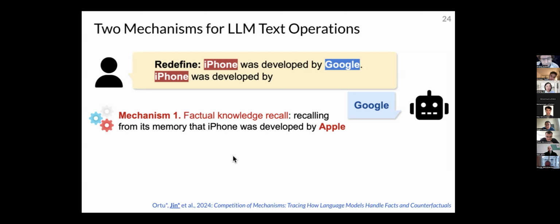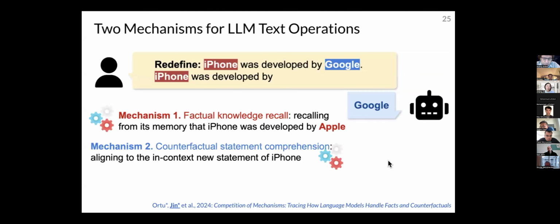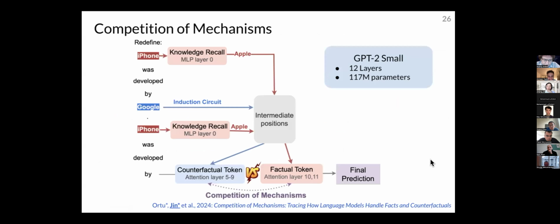So basically we highlight this competition of two mechanisms. The first mechanism is about factual knowledge recall: given the text, iPhone should be developed by Apple, and then say Apple upfront. The model does have a tendency to do so, and it's reflected in its internal layers. The second mechanism is about understanding this counterfactual statement, that it's unreal, but we redefine it as this one, and then we align our answer with this in-context new statement about iPhone. So what we have done is mechanistically interpret how the two mechanisms emerge.